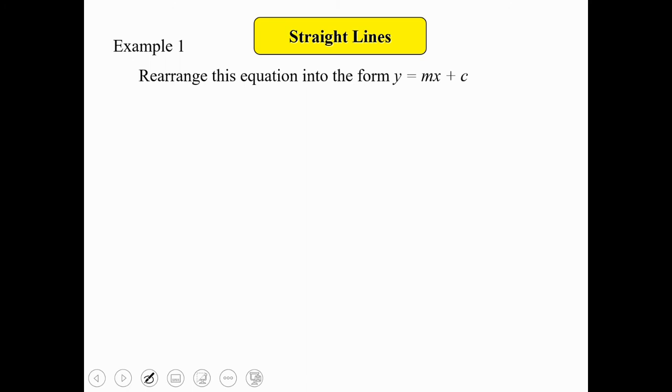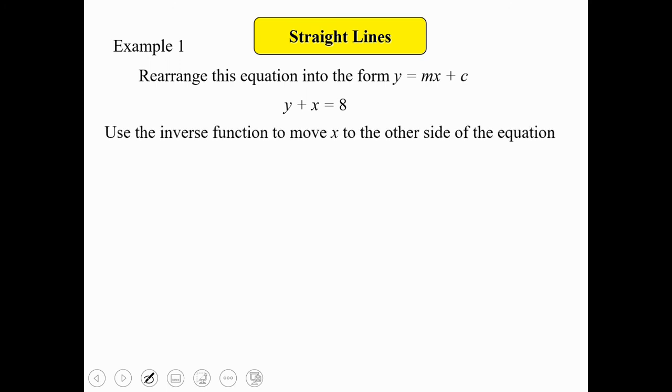So this one, for instance, y plus x is equal to 8. It looks quite similar to y is equal to mx plus c, but it's not really in that form. So we need the y to be on the left-hand side by itself. So what can I do to that plus x? By rearranging it, I can minus x from both sides.